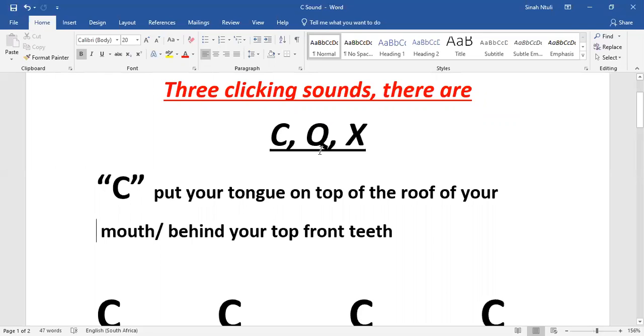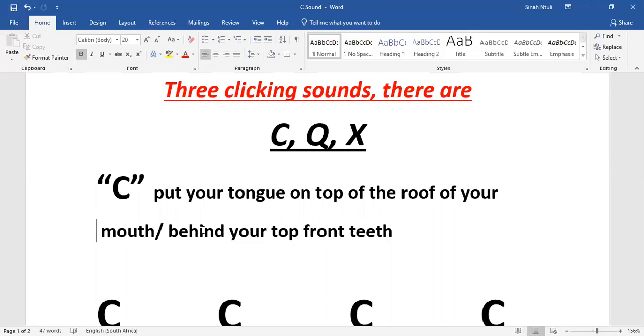and then the next one that we are going to practice is Q. Q goes like, and then the next one is X. X goes like, so we are going to learn these letters one by one. Today, we're just going to learn about C. We're going to practice C. And kusasa, tomorrow, we'll practice Q. And then on Friday, on the last day, we are going to practice X.